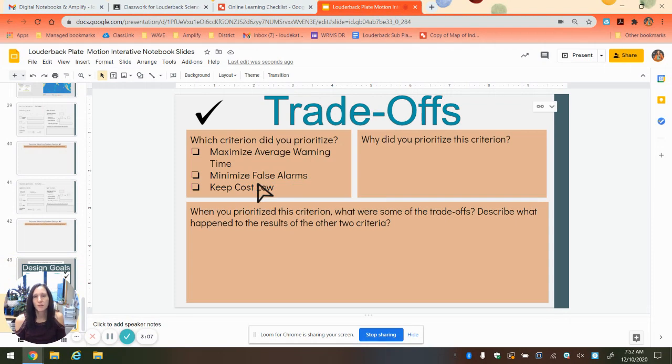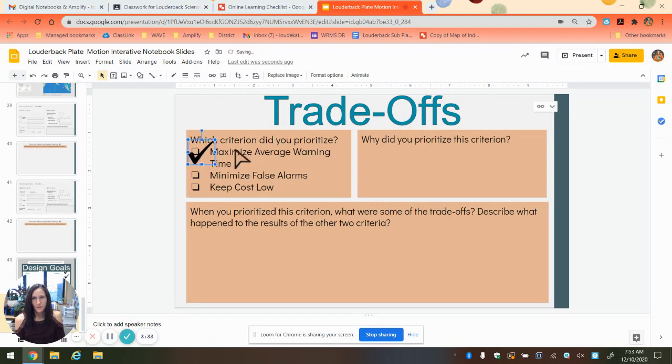So here, we're going to consider the trade-off. Sometimes you're not going to get all the best outcomes, but which criteria do you think is the most important? Which should we prioritize? And then you're just going to drop your little arrow where you think it is. Should it be cost? Should it be false alarms? Should it be warning time? I would probably do this based off of your best design. So for me, I would do warning time because that was my best outcome.